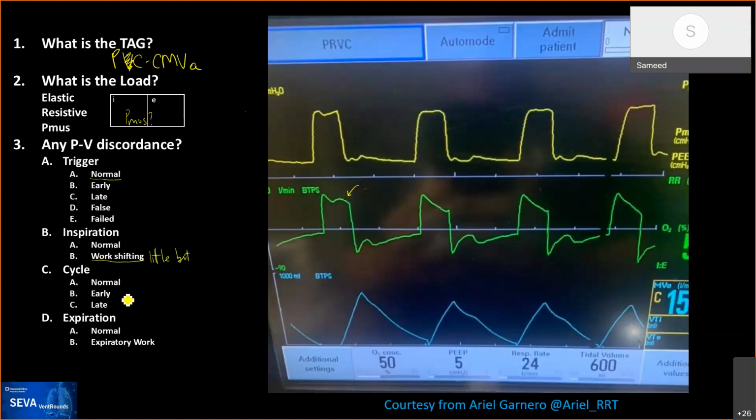What about cycle? It gets adjusted, like maybe the machine adjusted due to the adaptive algorithm and whatnot. Cycle-wise, I see that extra flow.